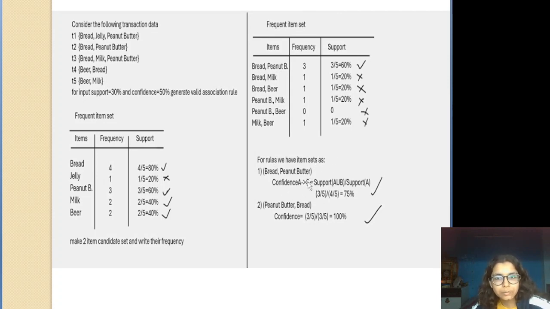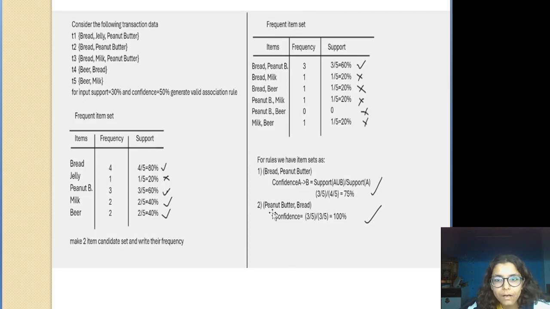Confidence is A implies B. The support of A and B is 3 by 5. The confidence formula is the support of A and B divided by the support of A. A here is bread. So what was the support of A? It was 80%. So we would take the 60% and the 80% and get the value of 75% here.